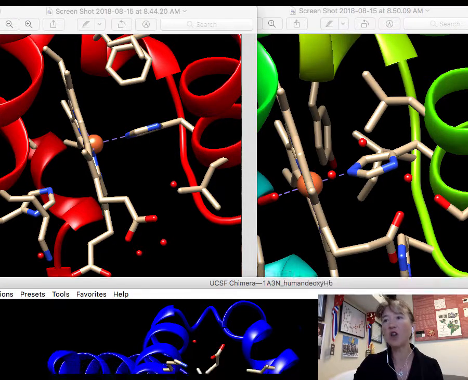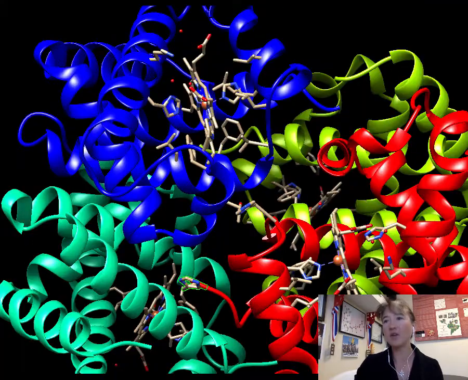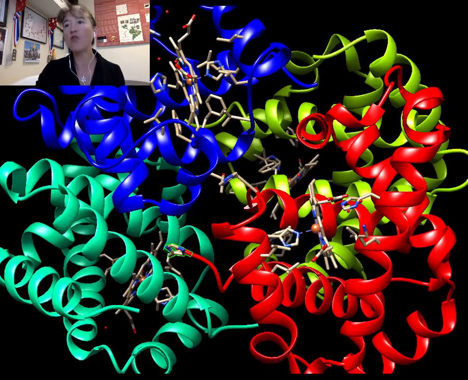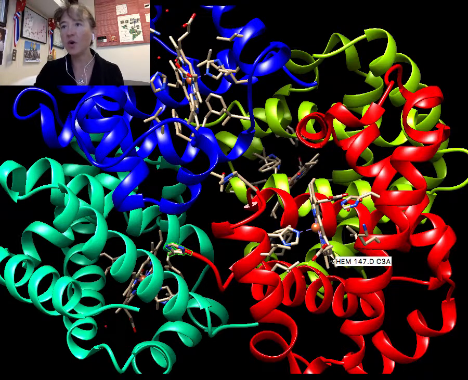Now, in order to show what those specific changes are, I've actually gone back to our full Chimera file with all 4 subunits of the hemoglobin, and I want to draw your attention to what's happening within these subunits.